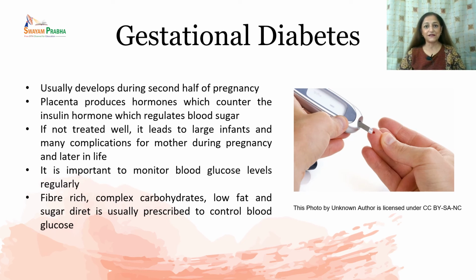Gestational diabetes is another health concern which needs attention. It usually develops during the second half of pregnancy. Here the placenta produces hormones which counter the insulin hormone. This hormone regulates the blood sugar level inside our body. If not treated well, it leads to large infants and many complications for the mother during pregnancy and later in her life. It is important to monitor blood glucose levels regularly, and a fiber-rich diet, complex carbohydrates, and a low fat and sugar diet are usually prescribed to control the blood sugar of a pregnant woman.